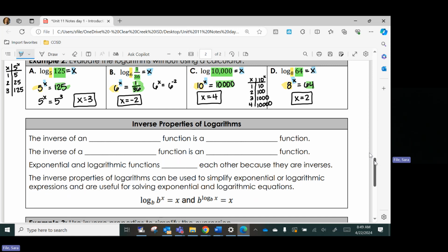Okay, the inverse of an exponential function is a logarithmic function, and the inverse of a logarithmic function is an exponential.